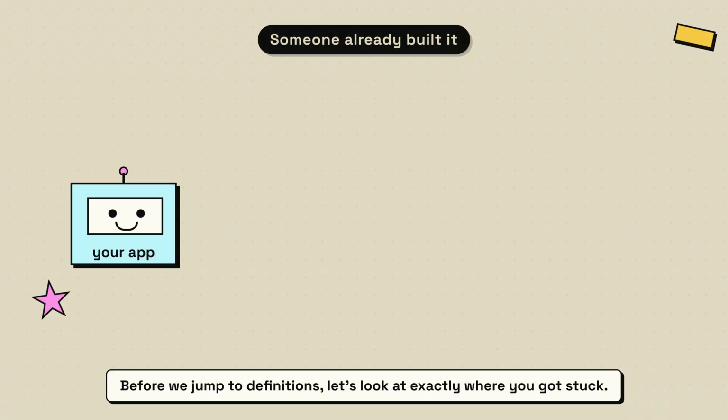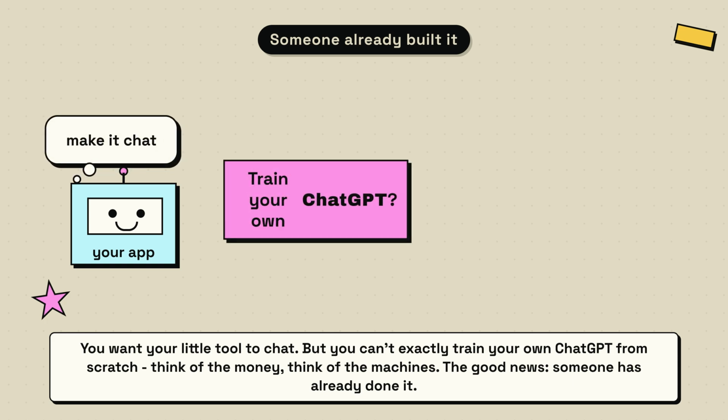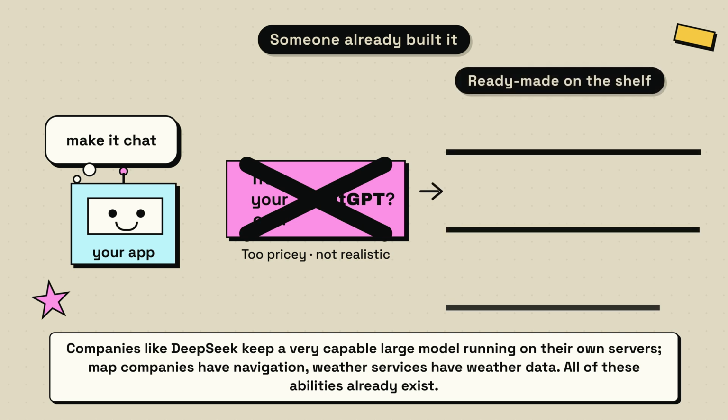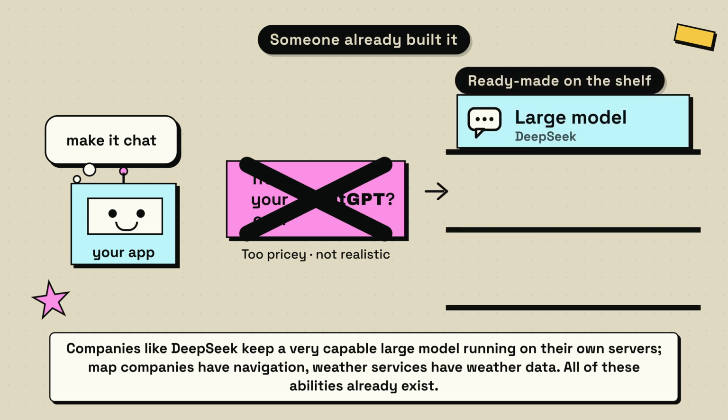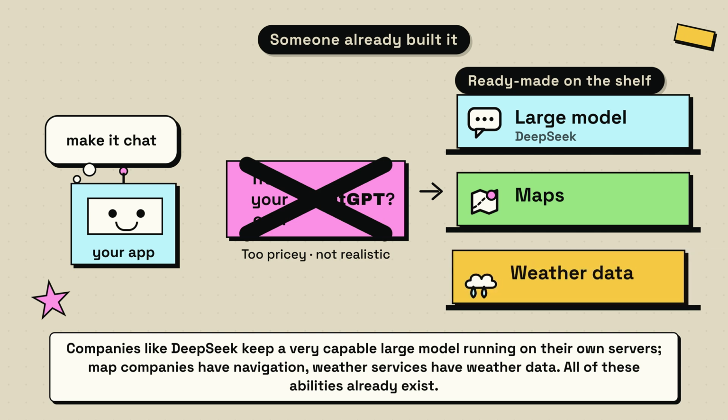Before we jump to definitions, let's look at exactly where you got stuck. You want your little tool to chat, but you can't exactly train your own ChatGPT from scratch. Think of the money. Think of the machines. The good news, someone has already done it. Companies like DeepSeek keep a very capable large model running on their own servers. Map companies have navigation, weather services have weather data. All of these abilities already exist.